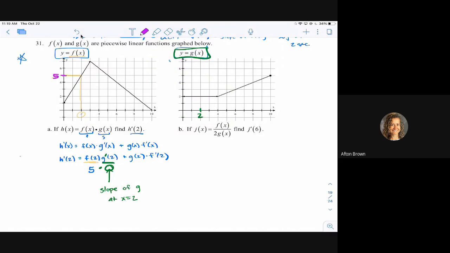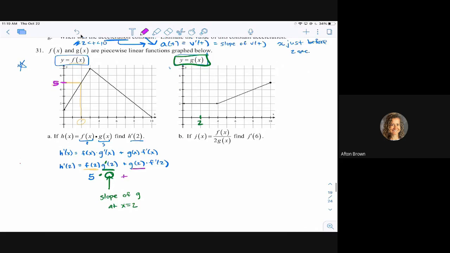Versus the question G at 2. G at 2 is just saying, what is the value of the function G when X equals 2? So what is the value on G? 2. The slope is 0, but the Y value, G at 2, isn't the derivative anymore. It's just the value of the function, so that's 2.